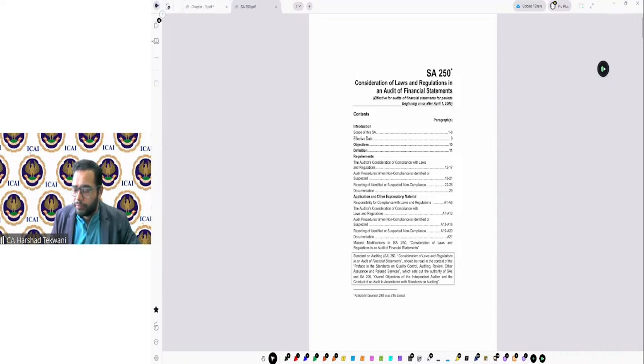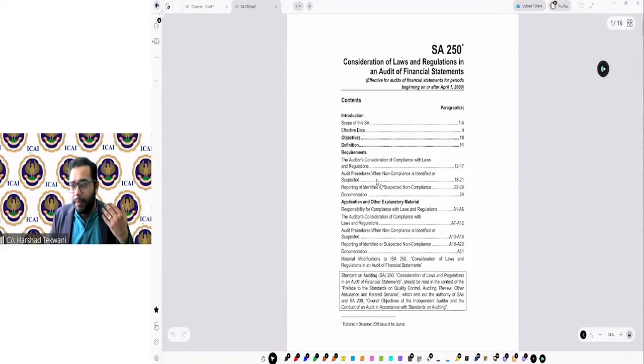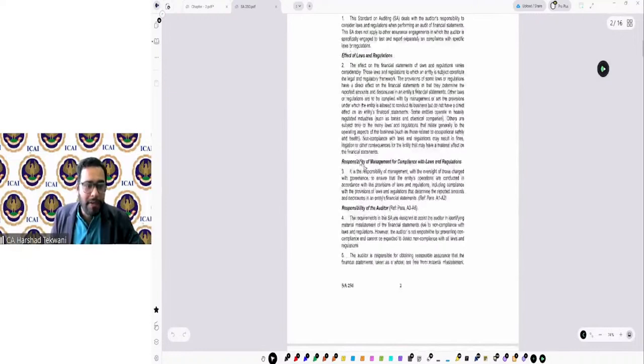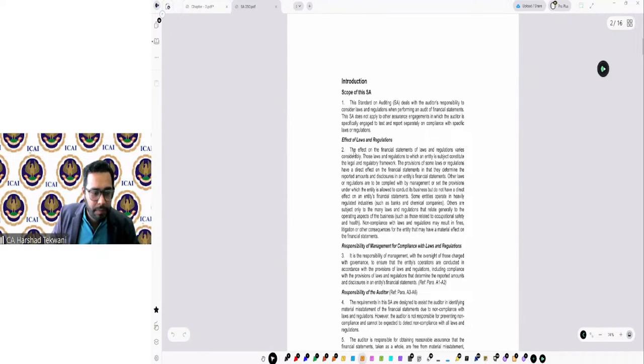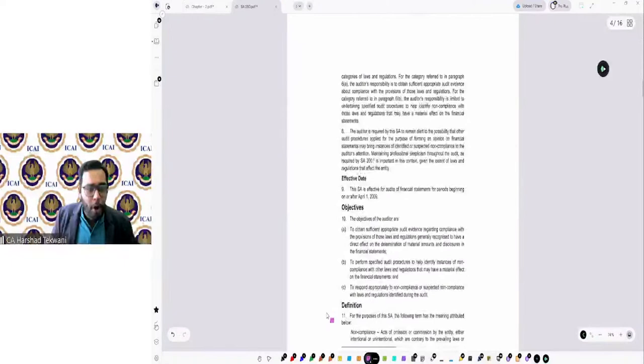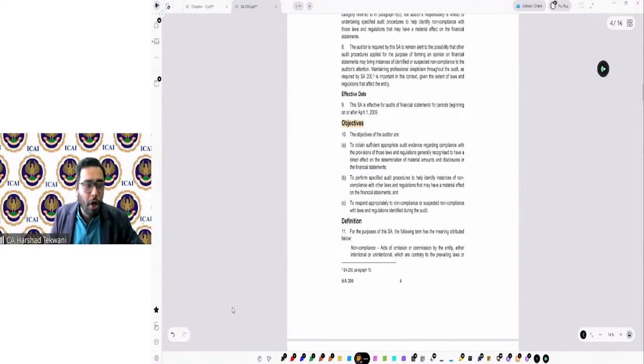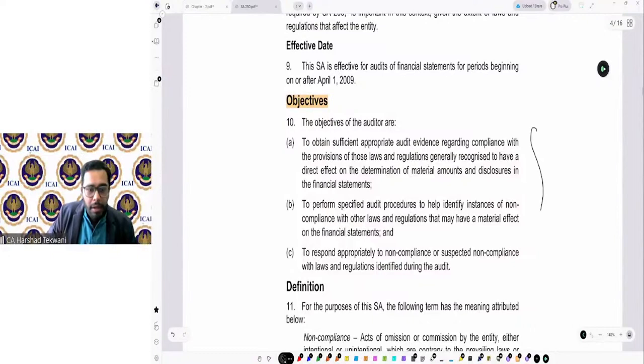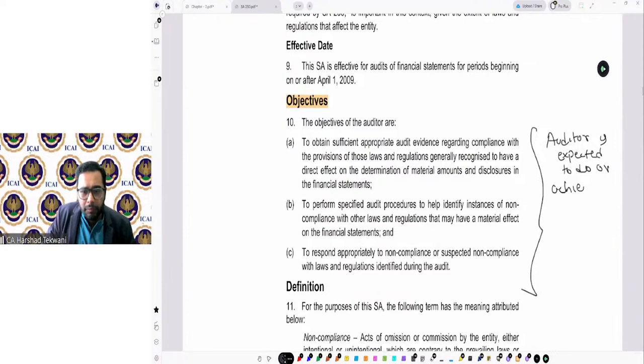We should always know how to read it, where things are, and how to find what is there. Generally, a standard is divided into certain sections. The first section is the scope of the standard, what things are covered. Then the second important part is the objectives. These are what the auditor is expected to do or achieve while performing the audit.